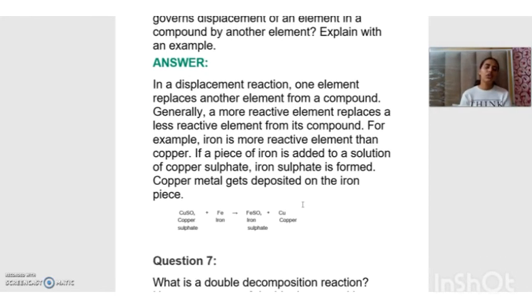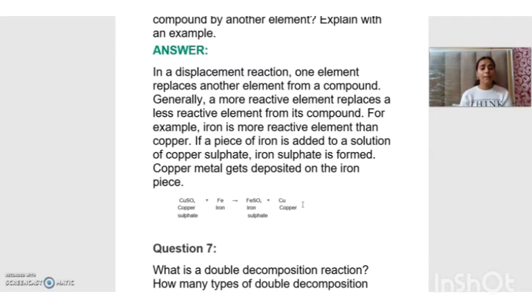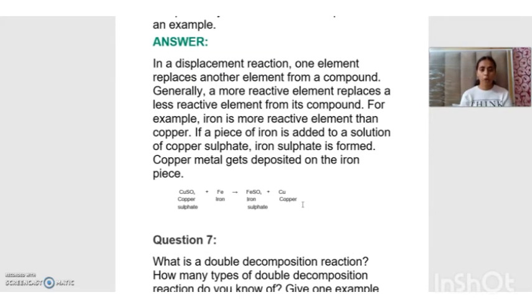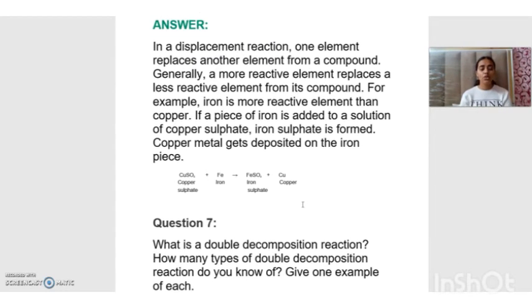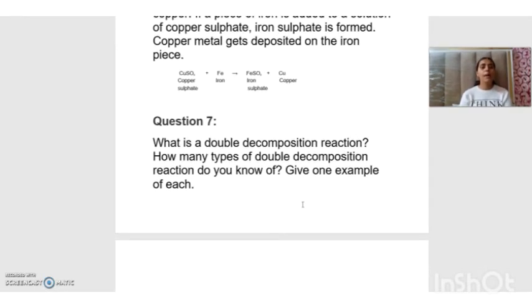So the answer is, first of all, you have to define displacement reaction. In a displacement reaction, one element replaces another element from a compound, right? Generally, a more reactive element replaces a less reactive element from its compound. For example, iron is a more reactive element than copper. If a piece of iron is added to a solution of copper sulfate, iron sulfate is formed and copper metal gets deposited on the iron pieces, as you can see from the equation. So this is the equation, students: copper sulfate plus iron gives us iron sulfate plus copper, right?